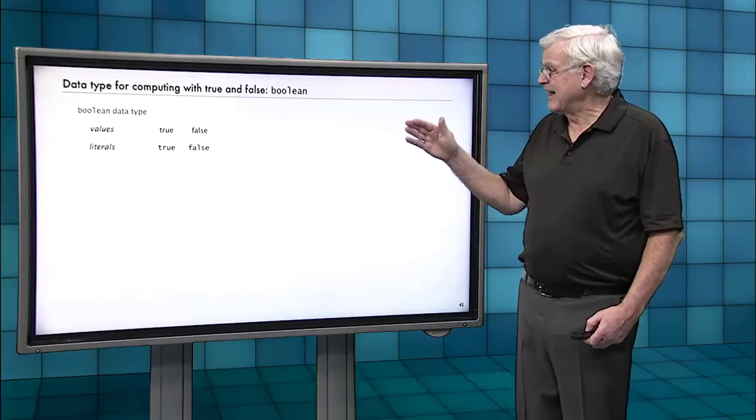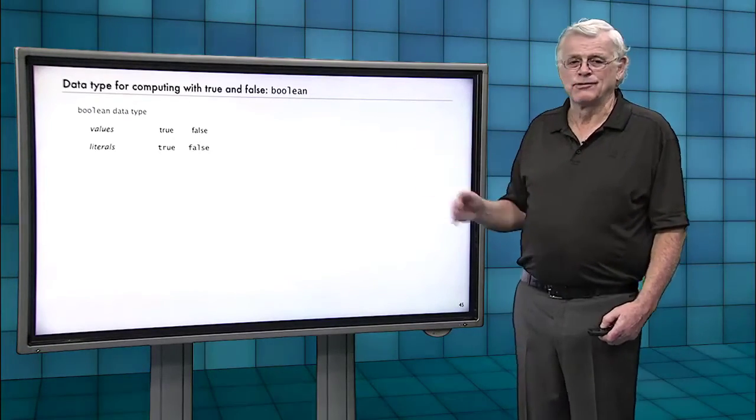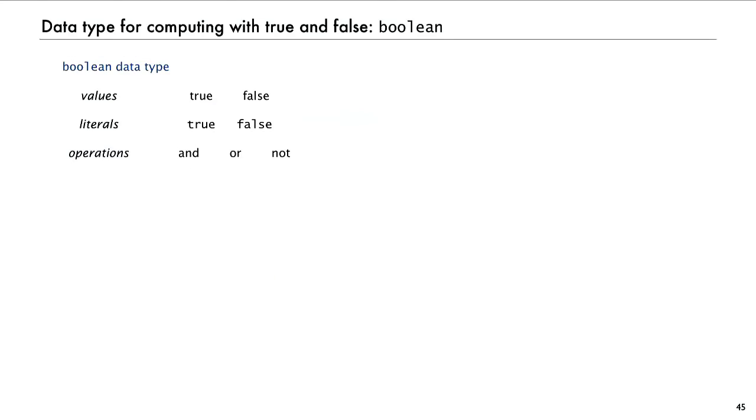For Boolean, the values are true and false. The literals are true and false. There's only 2. And the operations are the logical operations and, or, and not. The operators that we use for these operations are double ampersand for and, double bar for or, and exclamation point for not.